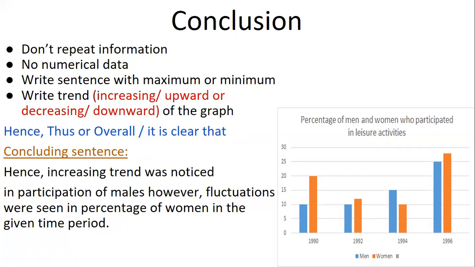How can the conclusion be started? It can be started with overall, or hence, or thus. Any one of these three connectors can be used to start the conclusion. So these are some tips to write a bar graph.